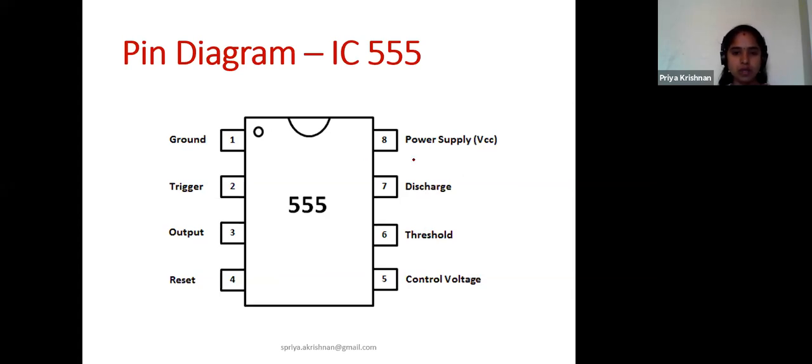One is ground, one is power supply, and we know the block diagram has 3 inputs, that is trigger, reference, reset, and one output pin. So this is the output pin, the trigger input pin, the reset input pin, as well as the other pins of control voltage, threshold, and discharge. I hope it's very easy for all of you to understand. Any queries or doubts, just post them in the chat box. I'll reply to that.